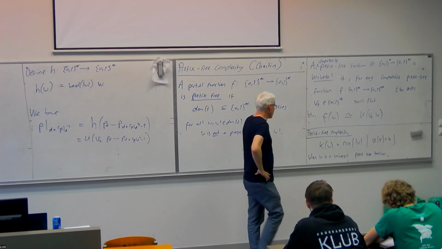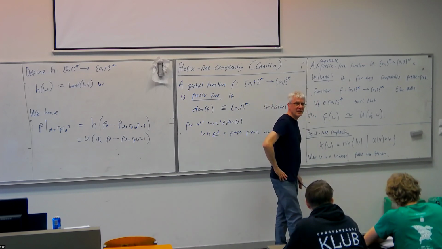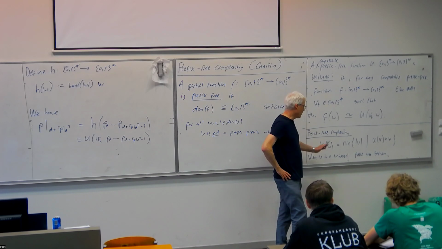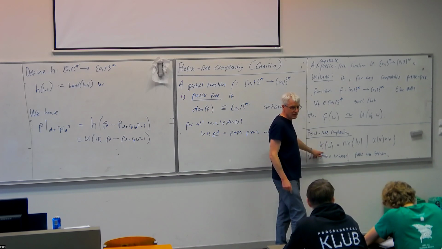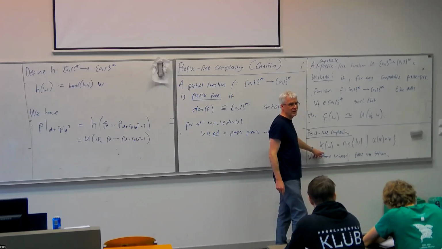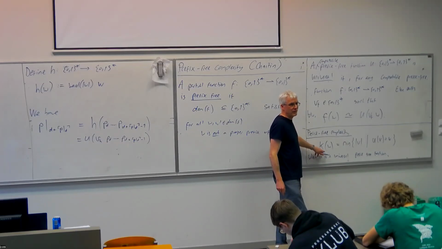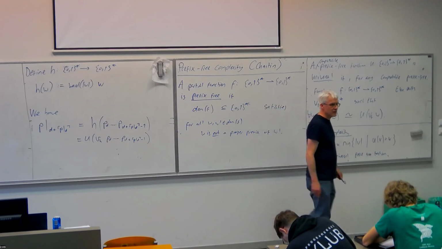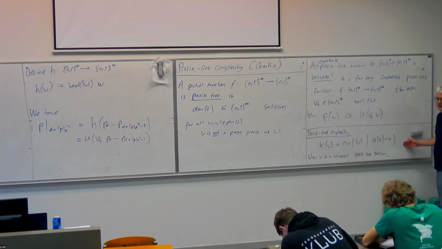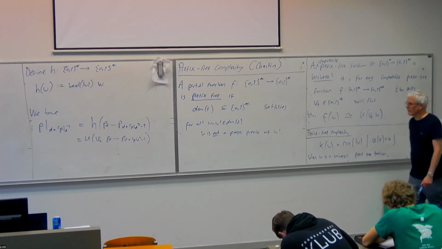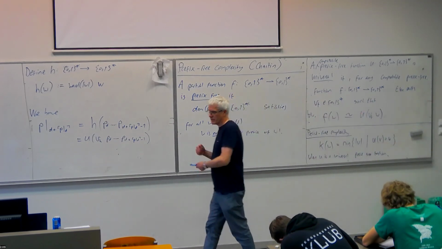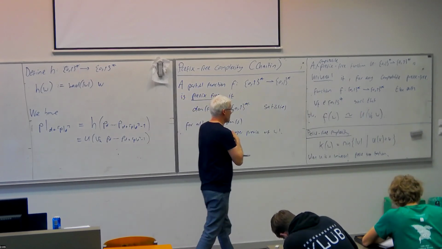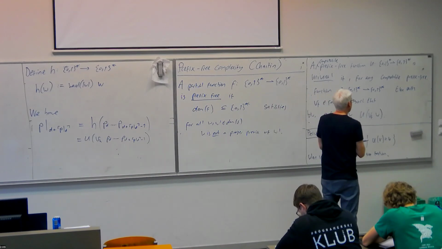So this is prefix-free complexity, and it has similar properties as before. Once again it's well defined, though dependent on the universal prefix-free function. But for any two different universal functions, it's equal up to an additive constant. So once again, it's as canonical as the notion of complexity we had before.